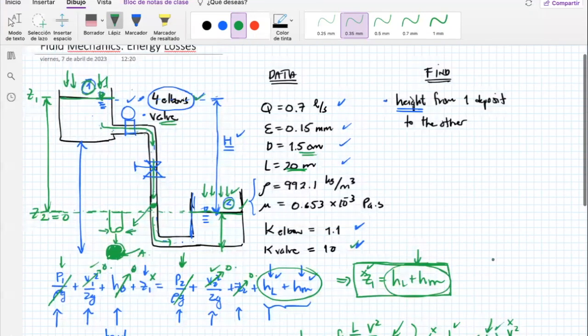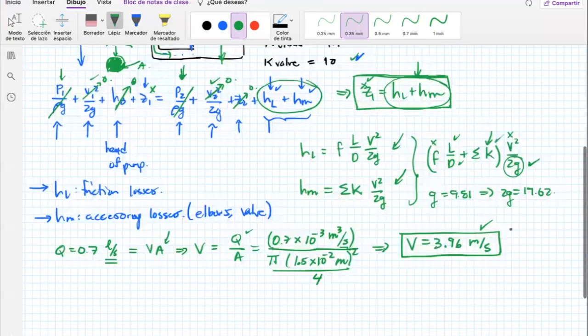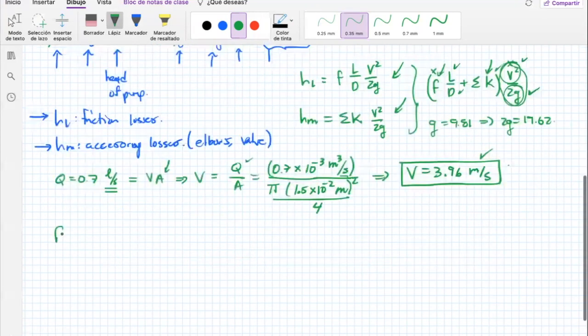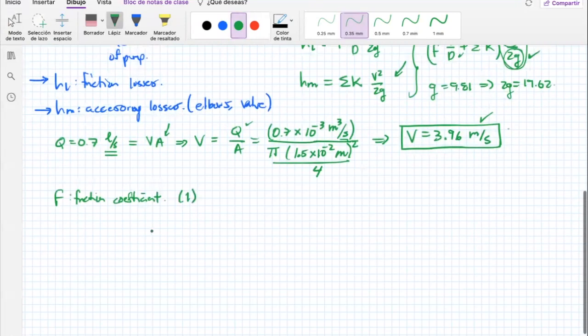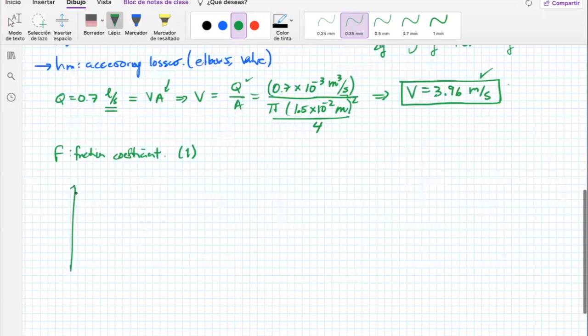Inside the pipe, I have that velocity. I already have this one here. The only thing that I'm missing here is this F. So F is the friction coefficient. You already know this, maybe. The friction coefficient is dimensionless. It doesn't have any units, and you can use two things in order to get this friction coefficient.